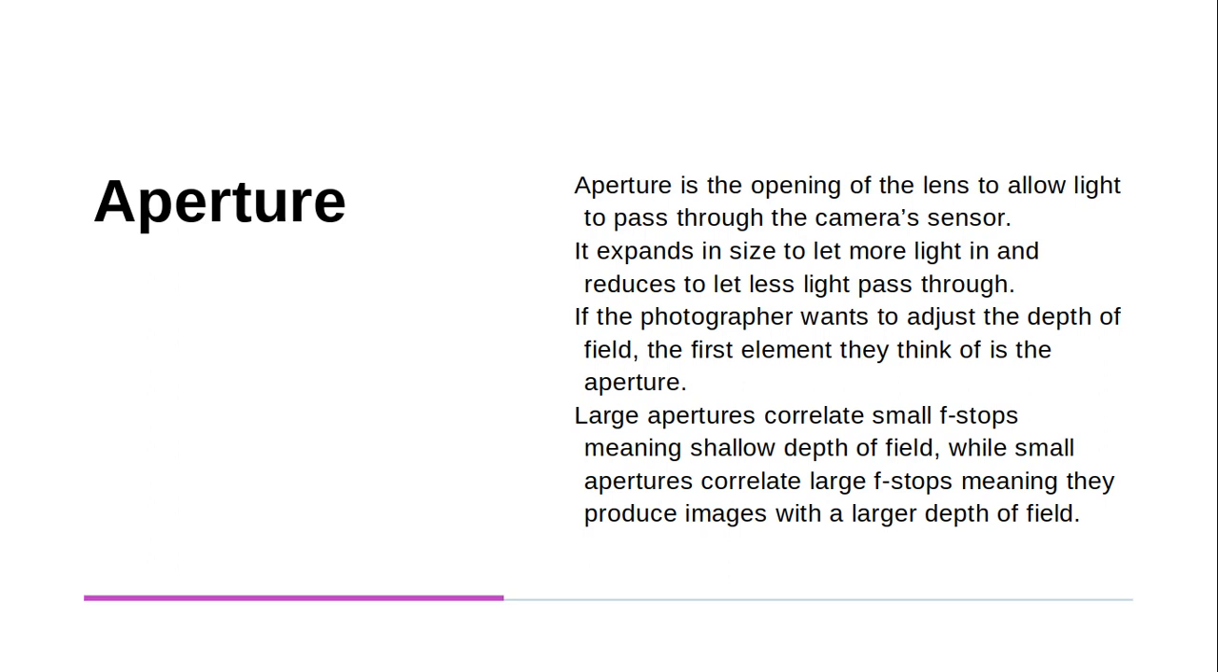And large apertures correlate to small f-stops, meaning that there is a shallow depth of field, while small apertures correlate to larger f-stops, meaning they produce images with a larger depth of field.